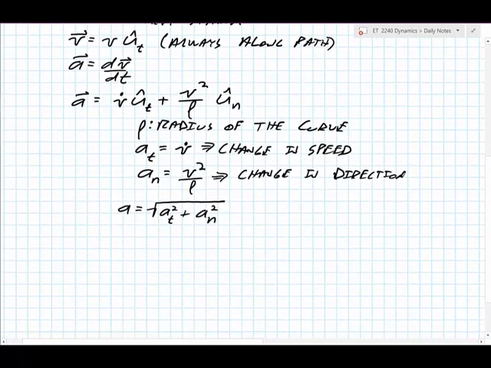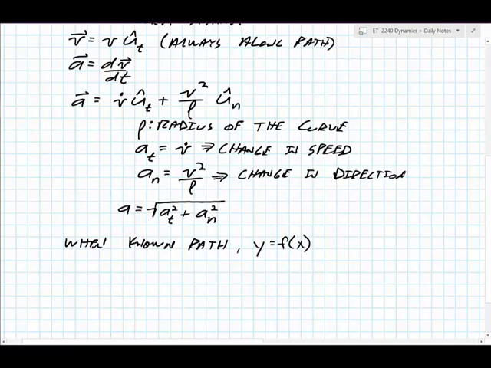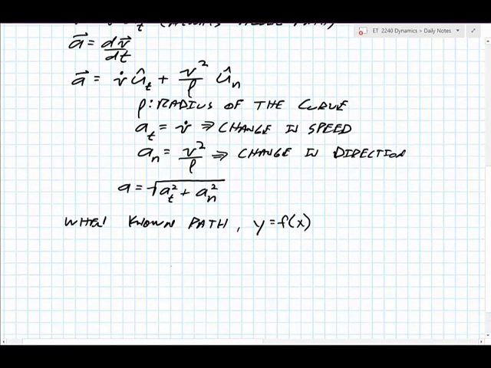And we have to talk a little bit about this path, because there is one other equation we have to talk about. If I know y is a function of x, so let's say we have a known path, and this known path is y as a function of x, then I have an equation for this radius of curvature, which we'll need at least on one of our homeworks.